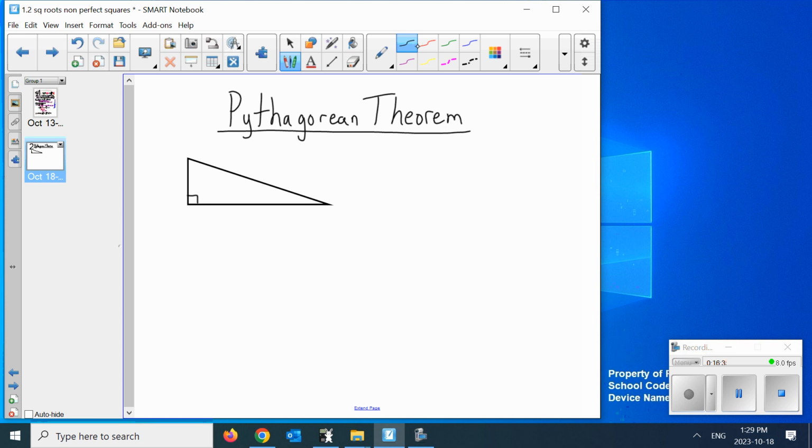Label the sides A and B for the ones that are attached to the 90 degrees. They're called legs. The hypotenuse is across. There's always the C. C is always across from 90 degrees, and it's called the hypotenuse.